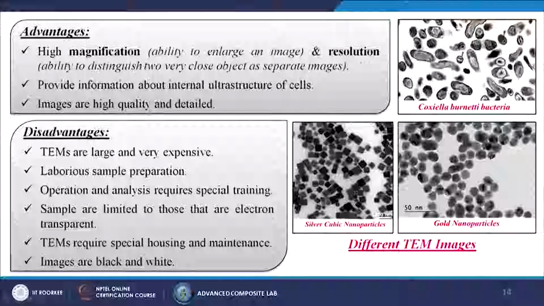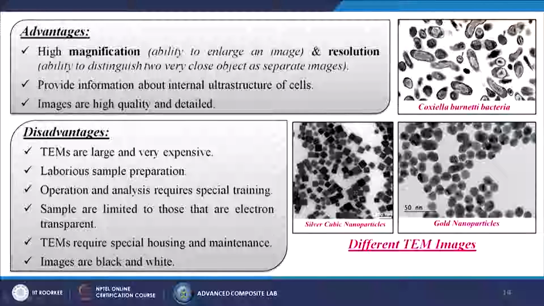What are the advantages? High magnification, the ability to enlarge an image, and resolution, the ability to distinguish two very close objects as separate images. It provides information about the internal ultrastructure of cells. Images are high quality and detailed. So, here in this case you can see that we are getting the image at the 50 nanometer scale or maybe 200 nanometer scale, of silver cubic nanoparticles, gold nanoparticles, or maybe some kind of bacteria image.